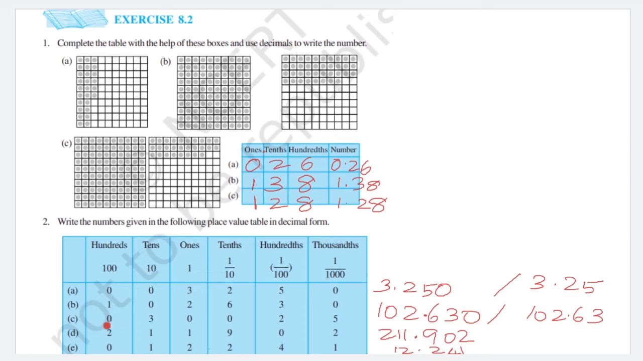I think we missed out one, the third one. This one. You have in the tens place 3. So the answer for this third part is 030.025. Zeros at the start of a number, on the left hand side of the decimal point, have no value. So you can write it as 30.025.